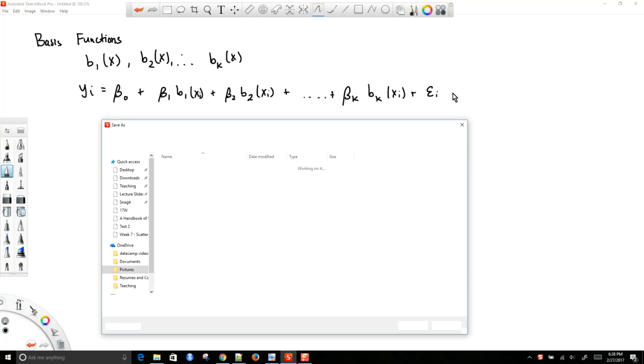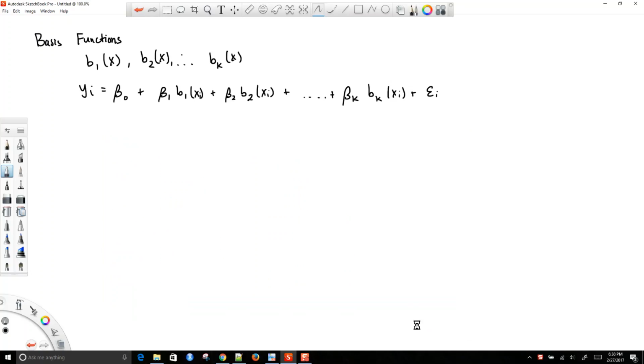Okay, and then for polynomial regression, our basis functions were basis function j of x sub i was just x sub i raised to the jth power, right? So it was x to the first, x to the second, all the way up to x to the kth. So that was for polynomial regression.